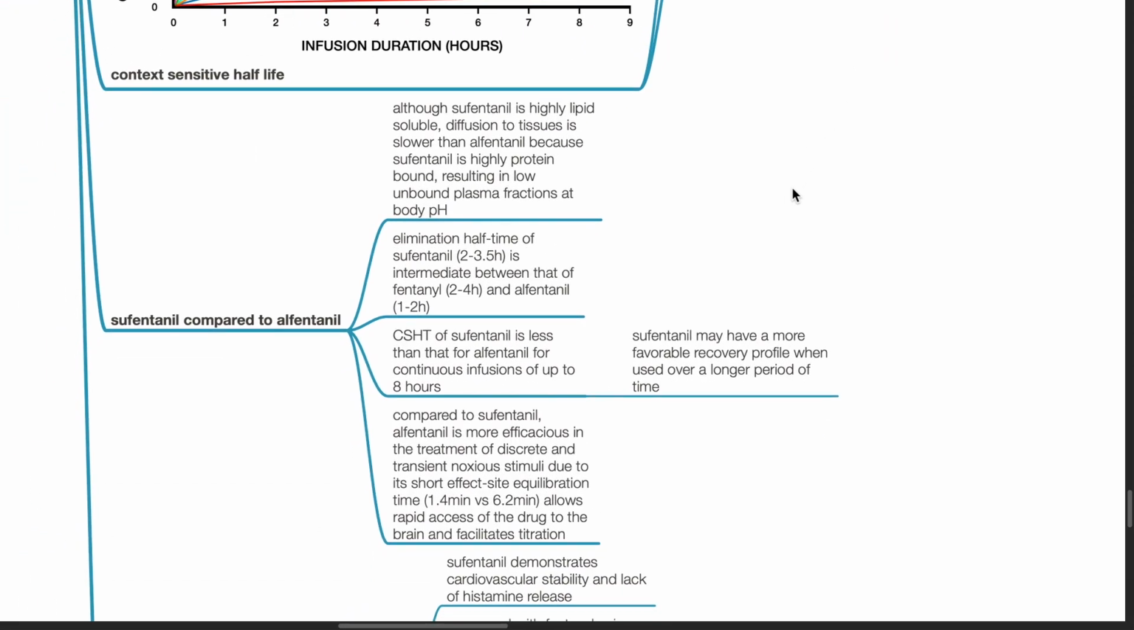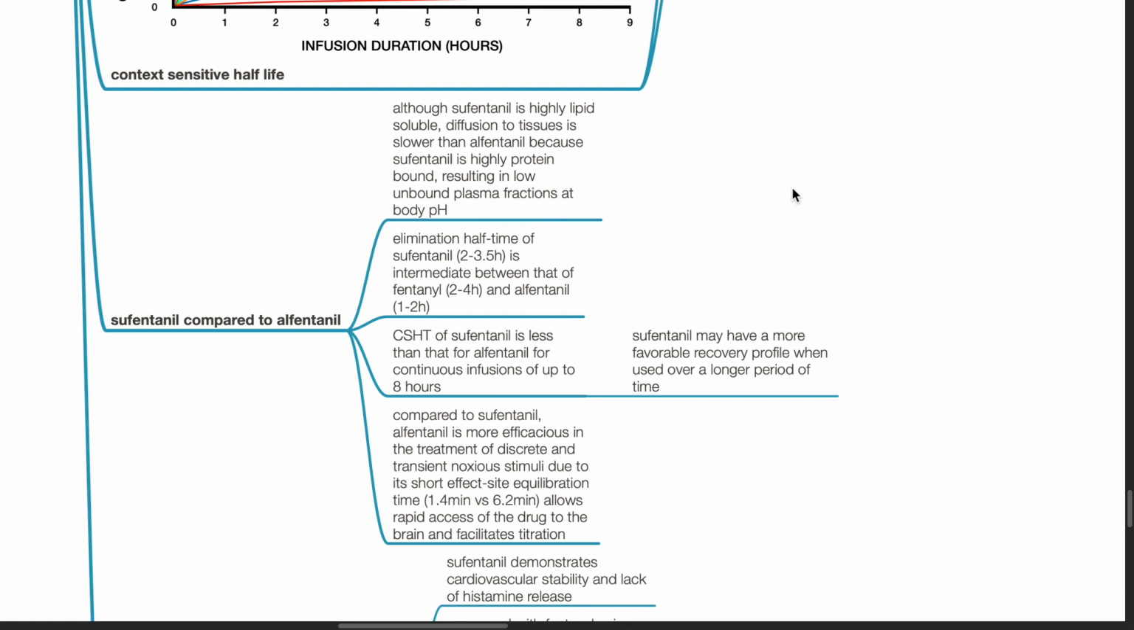Sufentanil compared to alfentanil. Although sufentanil is highly lipid soluble, diffusion to tissues is slower than alfentanil because sufentanil is highly protein bound, resulting in low unbound plasma fractions at body pH. Elimination half-life of sufentanil, 2 to 3.5 hours, is intermediate between that of fentanyl, 2 to 4 hours, and alfentanil, 1 to 2 hours. Context-sensitive half-time of sufentanil is less than that for alfentanil for continuous infusions up to 8 hours. Thus, sufentanil may have a more favorable recovery profile when used over a longer period of time.